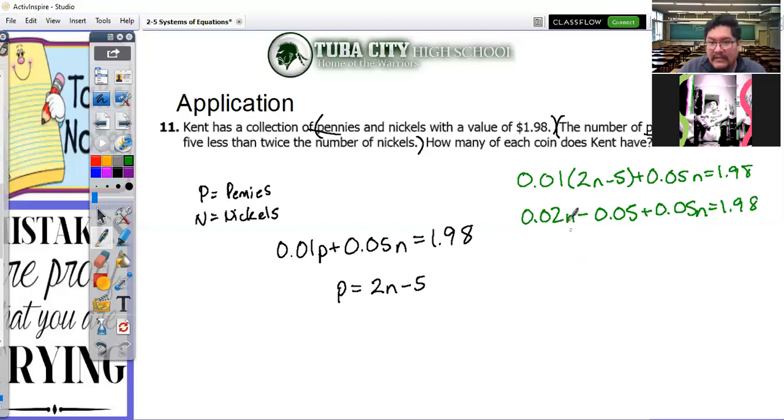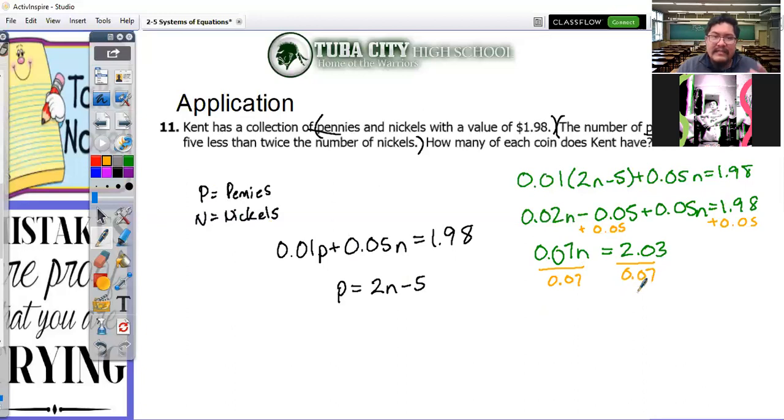Okay, and then combine our like terms. So I have this one and this one, so that'd be 0.7n. And I'm going to add 0.5 to both sides, because I'm trying to move all my regular numbers to the other side. And this would be 2.03. Now I'm going to have to divide both sides by 0.07.